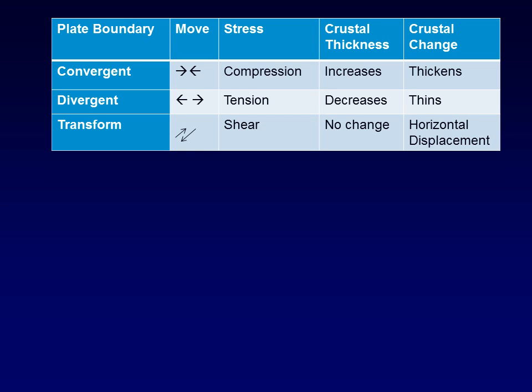For a divergent boundary, we've got the arrows moving apart. That type of stress is called tension. And again, with that dough, if we're pulling that dough apart, it's going to be thinning out in the center, right? The thickness decreases. So our crustal change thins.